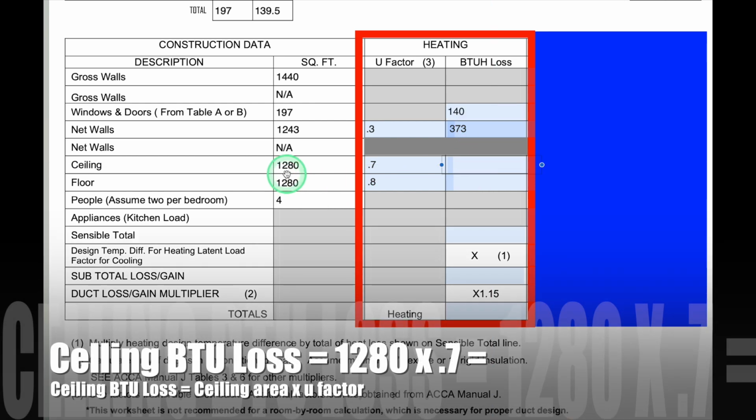Next, we're going to multiply the ceiling, 1,280 square feet times 0.7. Again, this is no insulation above the ceiling. So 1,280 times 0.7 gives us 896 BTUs of loss. As you can see, it's just simple multiplication.